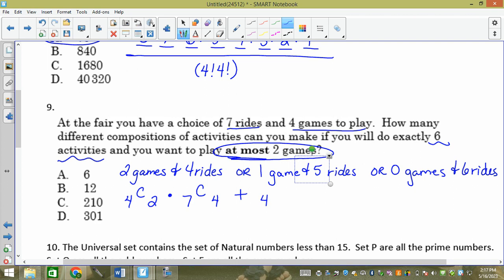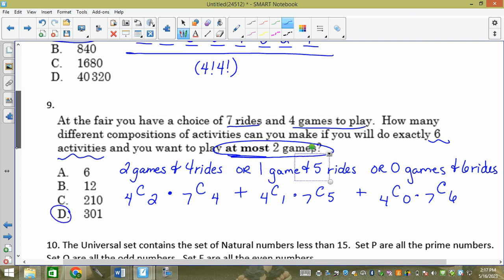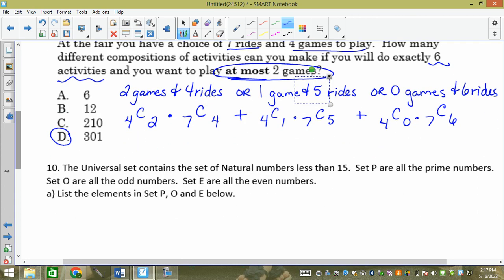4 choose 1 and 7 choose 5. Or 4 choose 0 and 7 choose 6. And what do we get when we do this? A, B, C, or D? 301. There we are. I figured that was coming. What unit is that from? Perms and comms. So the big standard of excellence in perms and comms comes from when you have cases.